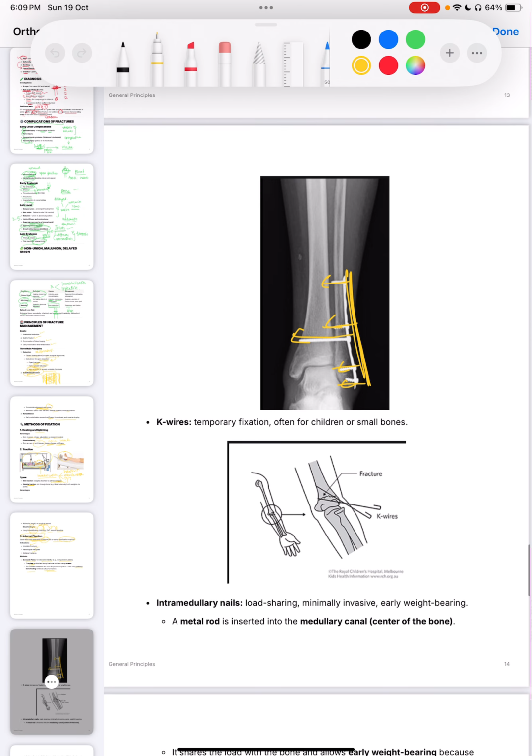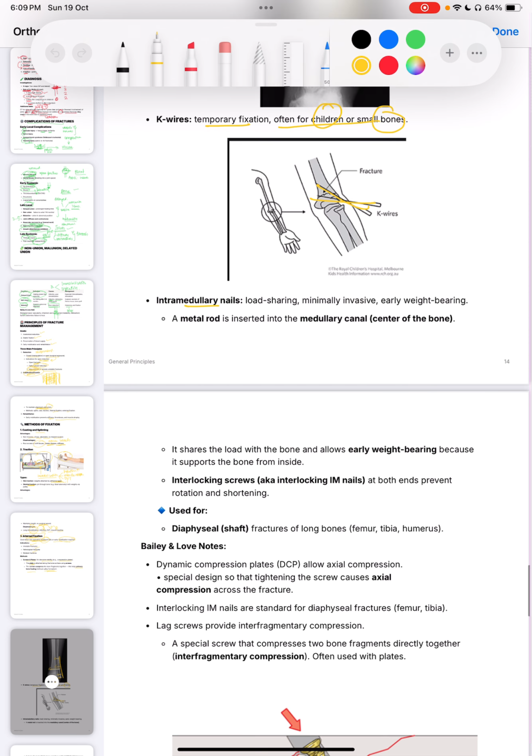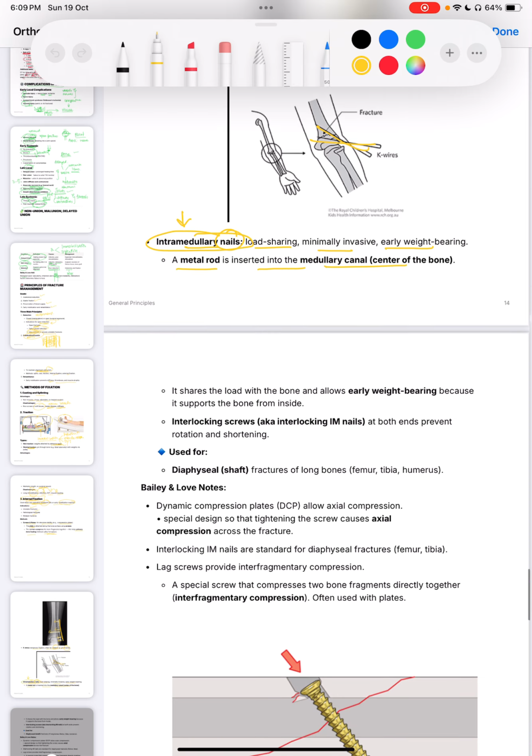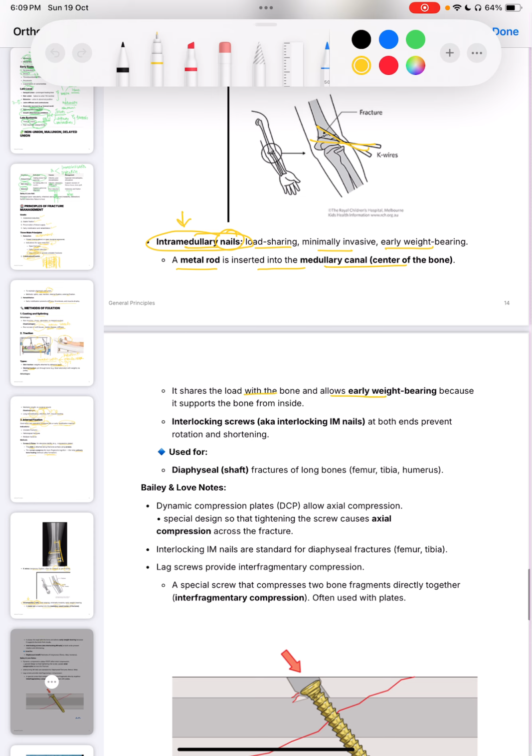And then K wires are temporary fixation, often for children or small bones. So ये एक हम wire ले लेते हैं, temporary fixation होती है, and this is for children or for small bones. And then intramedullary nails are load-sharing, minimally invasive, early weight bearing के लिए ये allow करता है. So it's basically intermedullary का मतलब क्या है कि it's in the medulla and it's a nail. So a metal rod is inserted into the medullary canal, so the center of the bone, and it shares the load with the bone and allows early weight bearing. So वो सिर्फ bone के ऊपर weight नहीं पड़ेगा, इस nail के ऊपर भी पड़ेगा, ठीक है? And it supports the bone from the inside.